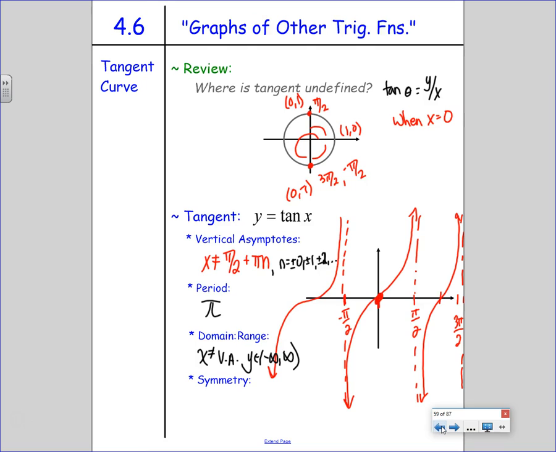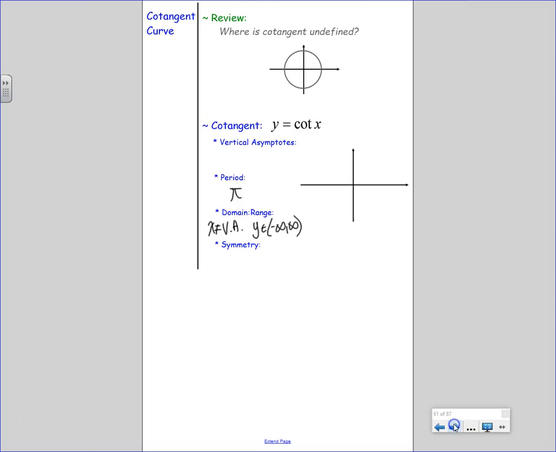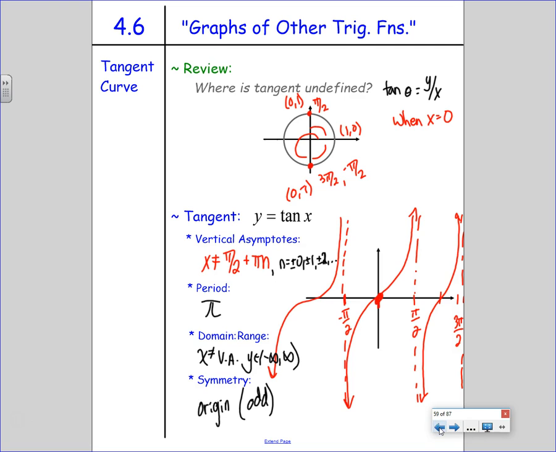Symmetry. Can you guys tell? It gets confusing when you repeat over and over again. Just look at this one cycle. Can you tell what kind of symmetry it has? Origin. Good. Not y-axis, not x-axis, but origin. So origin symmetry, or we could also call that, do you remember that other word that describes origin symmetry? It's not even. It's odd. And guess what? Cotangent has the exact same symmetry. The only difference between the two, well, one of the main differences is the vertical asymptotes. The other main difference is as one goes up, the other goes down.